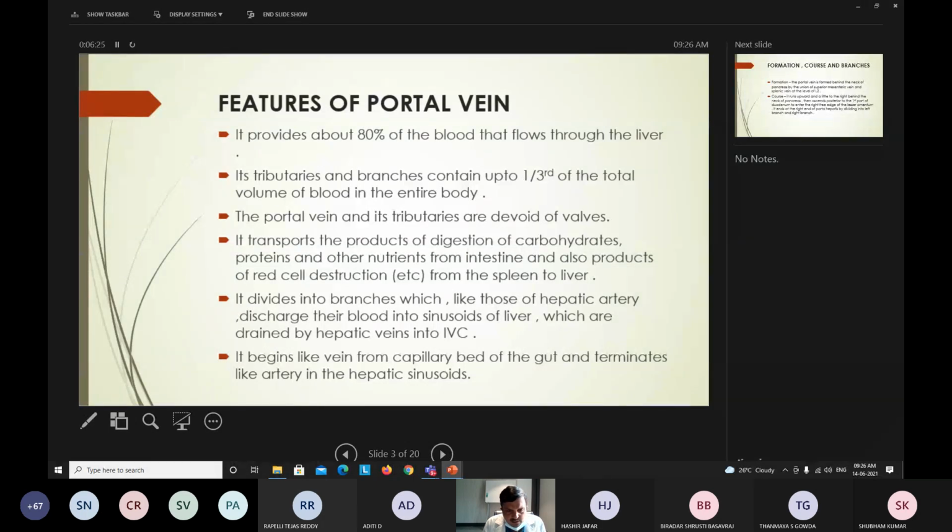Now, the portal vein begins like a vein from the capillary bed of the gut. The gut has capillaries, and those capillaries unite to form the main vein, and it terminates like an artery in the hepatic sinusoids. These are the few important distinguishing features of the portal vein from other veins. Is it clear?